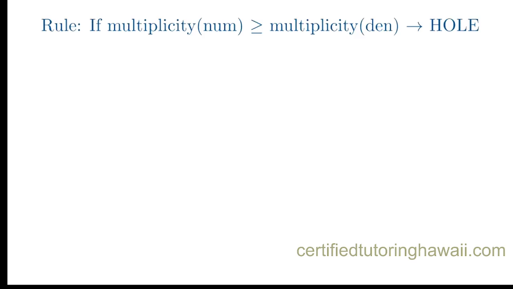Now, let's look at another scenario involving multiplicity. Multiplicity refers to how many times a factor appears in an expression. A key rule to remember is this. If the multiplicity of a zero in the numerator is greater than or equal to its multiplicity in the denominator, you have a hole. Let's repeat that. If the multiplicity in the numerator is greater than or equal to the multiplicity in the denominator, you get a hole. Let's apply this to the function r of x equals x minus 2 squared divided by x minus 2.